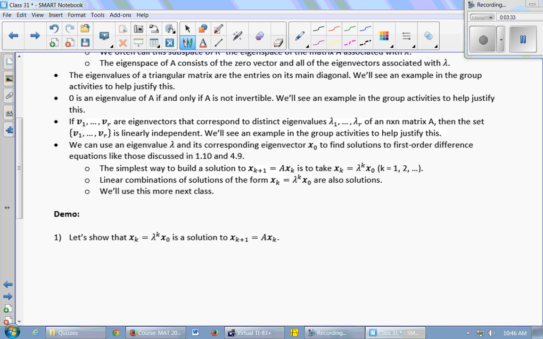If you have a set of eigenvectors that corresponds to some distinct eigenvalues, then the set v1 to vr, the set of eigenvectors, is linearly independent. So if you come up with a set of eigenvectors, each one corresponding to a different lambda, they are automatically linearly independent. Yes, Todd. I is the identity matrix. Yeah.